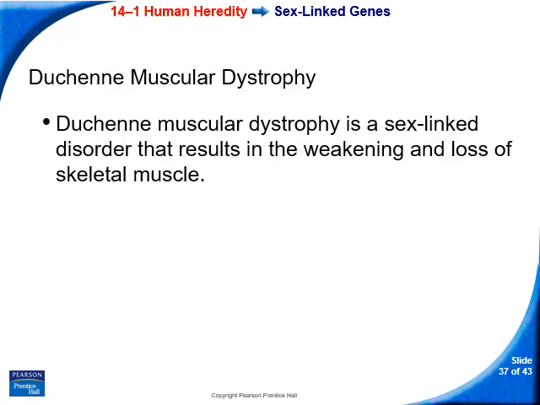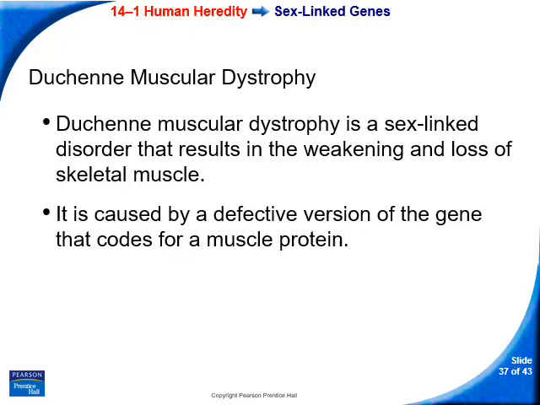Muscular dystrophy. Duchenne muscular dystrophy is a sex-linked disorder that results in the weakening and loss of skeletal muscle. It is caused by a defective version of the gene that codes for a muscle protein, dystrophin.